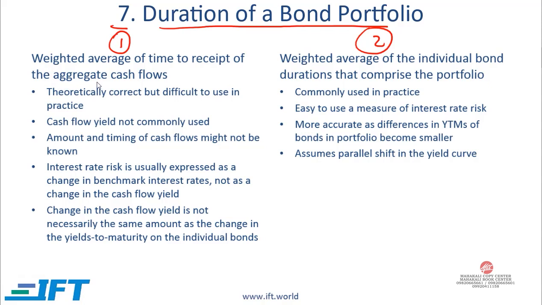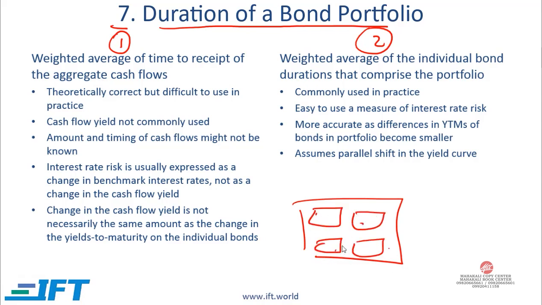In other words, we consider the portfolio, we look at all the cash flows. The cash flows obviously will come from different bonds in the portfolio. So if this is your portfolio, you have several bonds. Each of these bonds has an associated cash flow, which means that overall this portfolio has a certain cash flow. We can take the weighted average of these cash flows to come up with the duration.